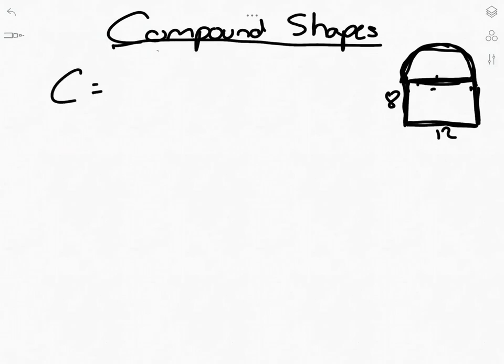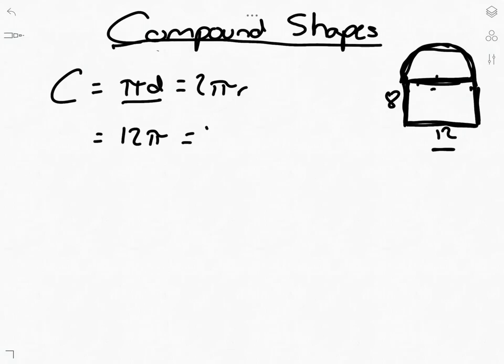So we can do circumference equals pi d, or 2 pi r, whichever one you like. Pi d here for me because we've got the diameter. So 12 pi is the circumference of the full circle. So 12 pi equals 37.699. That would be if it was the full circle. So imagine the full circle.